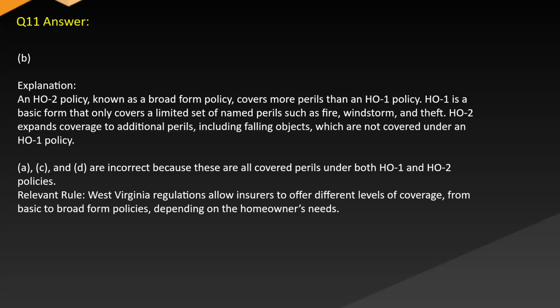Relevant rule: West Virginia regulations allow insurers to offer different levels of coverage from basic to broad form policies depending on the homeowner's needs. Question 12.